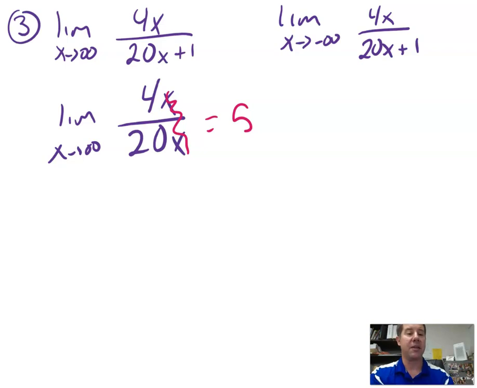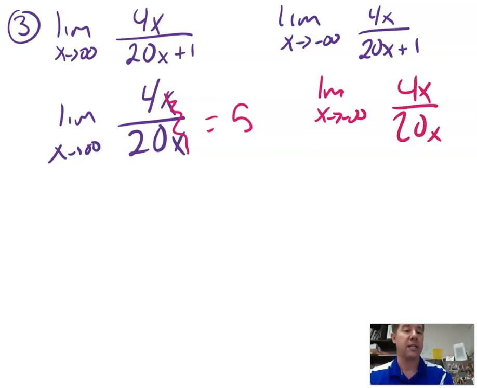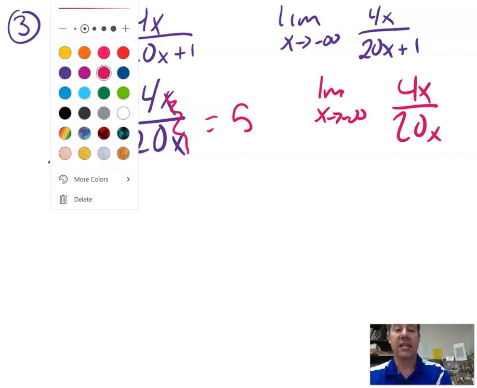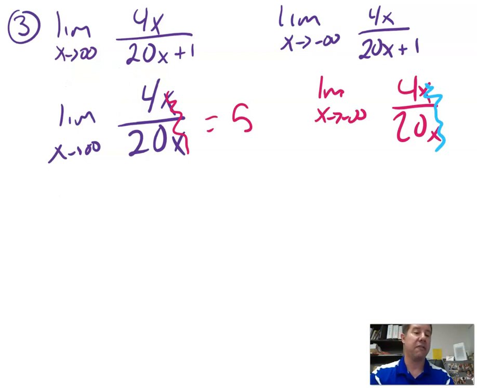If I do the same thing with the limit as x approaches negative infinity, the same thing's going to happen because we're going to negative infinity. This plus 1's not going to affect what's happening. So I'm going to look at the limit as x approaches negative infinity of 4x over 20x. And again, those x's are just going to cancel off. And so I'm left with 4 over 20, or again, in this case, 1/5.